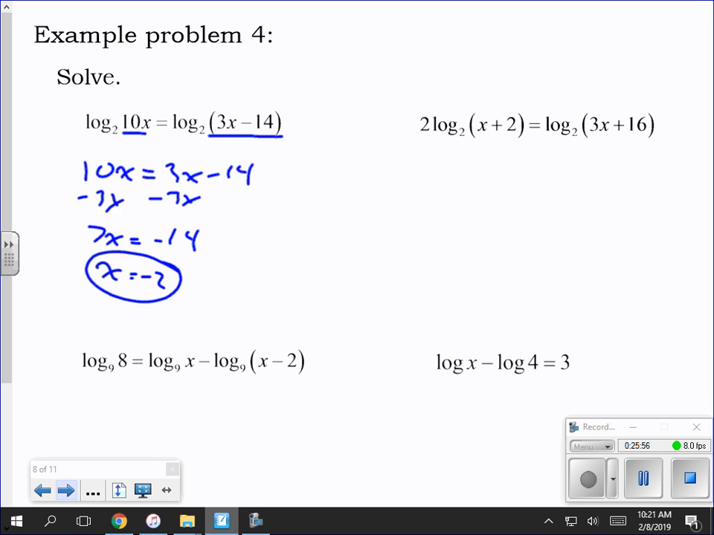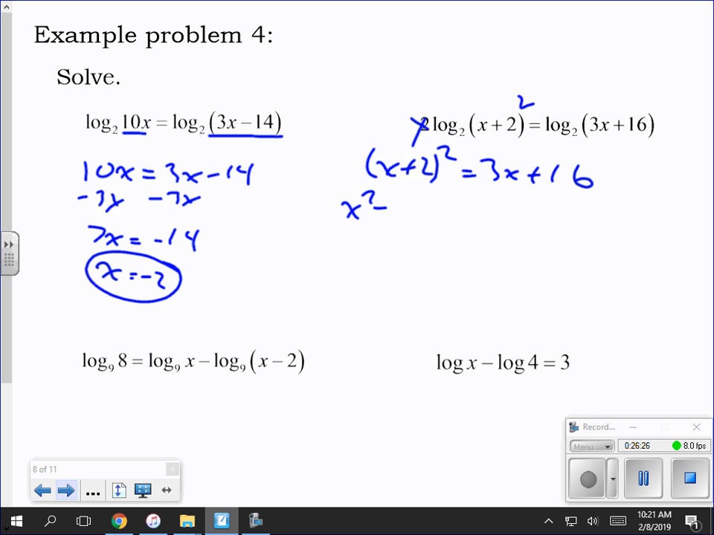This one here, I don't have a log equal to a log. I have 2 times a log equal to a log, which means that I need to bring this power up here, and then I can set the 2 sides equal to each other. x plus 2 squared equals 3x plus 16, because I brought the power up, and then I had a log equal to a log.